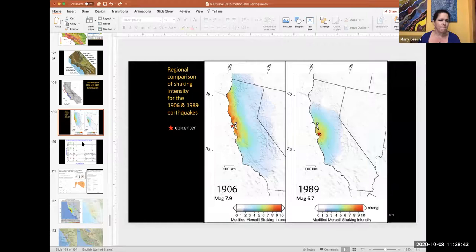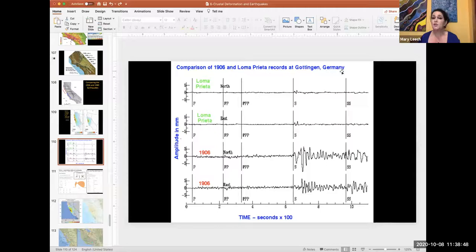Here's the seismogram that was recorded in Germany, in Göttingen. In 1906, this was the shaking. Here's the shaking during Loma Prieta. I think you get the point of this. The amplitude is even still really quite high on the seismometers, even in Germany. They didn't feel a shaking. This is just what the seismometers picked up.